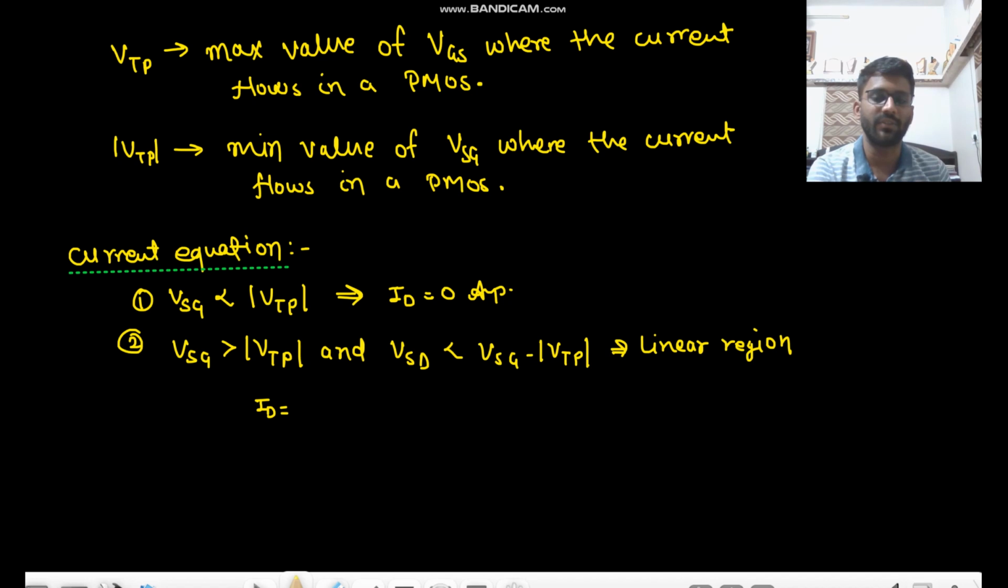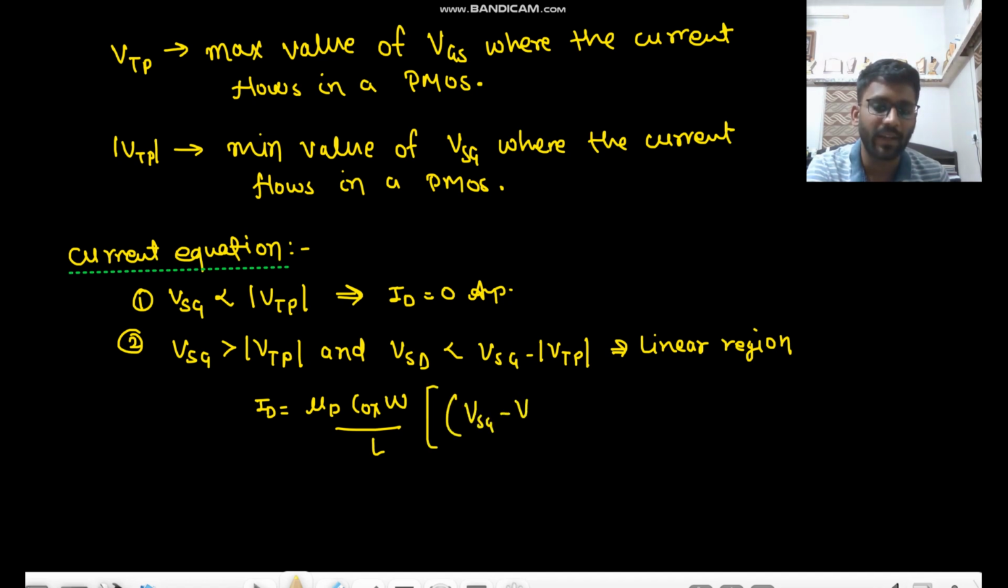So now we will write the equation: mu P COX W by L, into VSG minus mod of VTP, into VSD minus VSD whole square by 2.